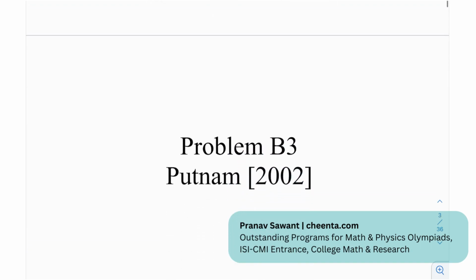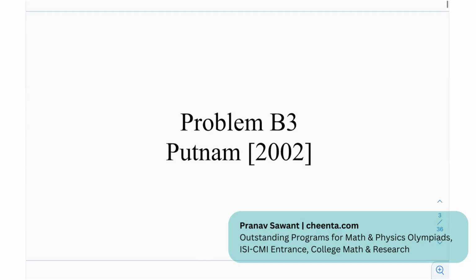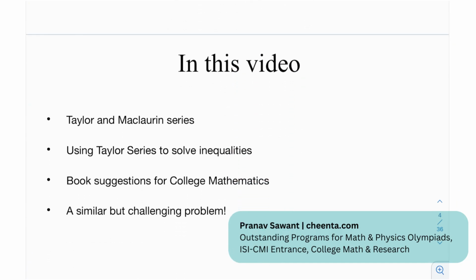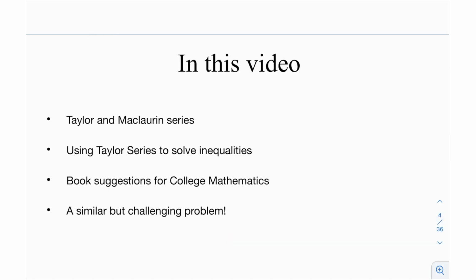This is problem number B3 from the Putnam exam in 2002, and in this video we're going to be looking at Taylor and Maclaurin series, a brief introduction to what they are. After that we're going to use Taylor series to solve certain inequalities. Then we have some book sessions for college mathematics, and at the end, a similar challenging problem.